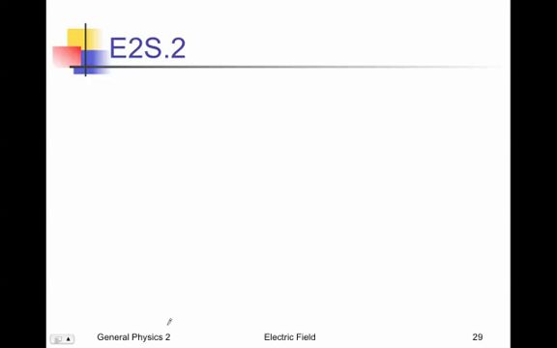Problem E2S2 says, a square with sides D has particles with charges Q, 2Q, 3Q, and 4Q arranged clockwise around the corners of the square. What is the magnitude and direction of the electric field at the square's center? And it says, hint, consider pairs of particles on opposite sides of the square. Choose a coordinate system that makes finding the field vector's components easy.